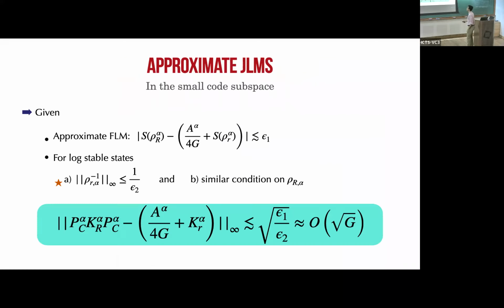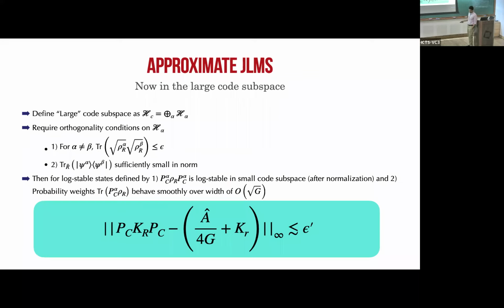Okay, good. So once we do that, then there's a theorem we can prove, which is an approximate version of FLM. How am I doing on time? Pretty bad. Okay. So there's an approximate version of FLM that we can assume for these log stable states, which I said was this nice class of states where you can derive the JLMS formula, and we get some sort of approximate version of the JLMS formula.